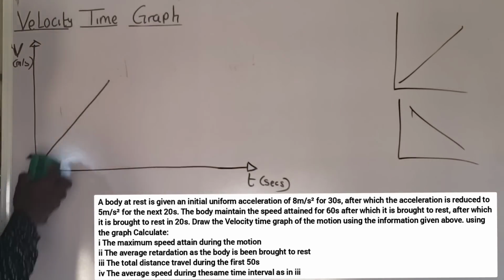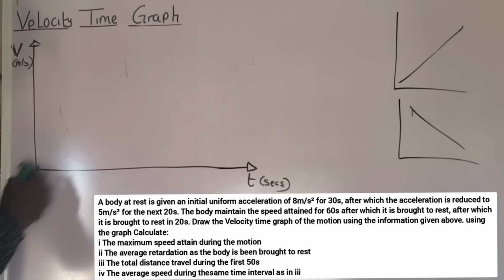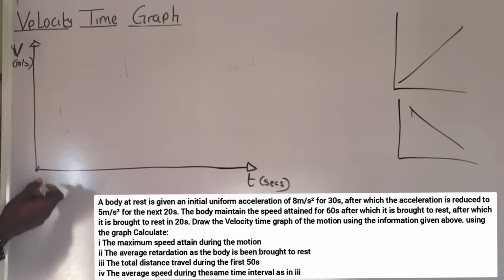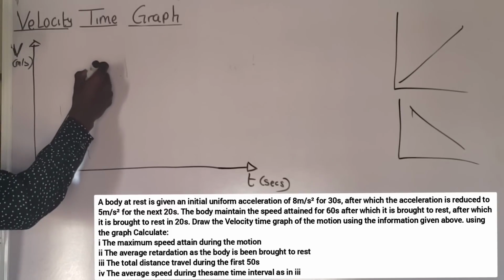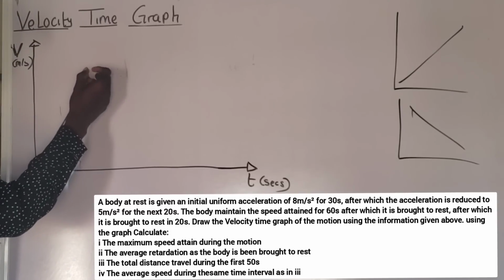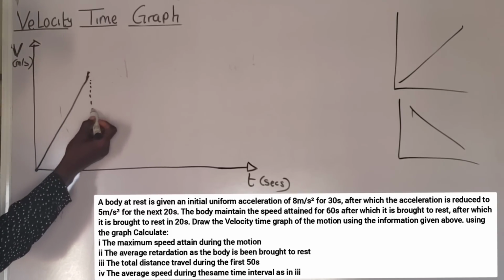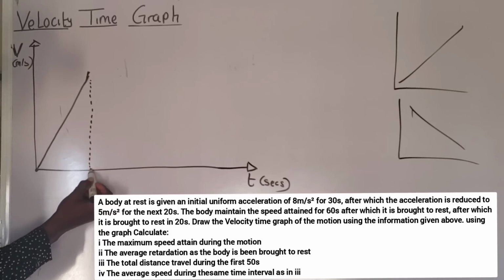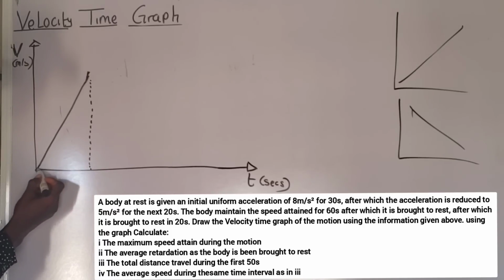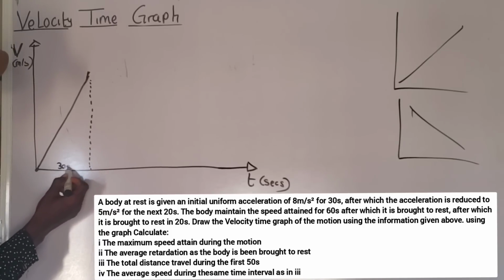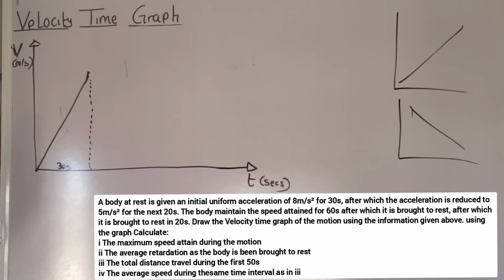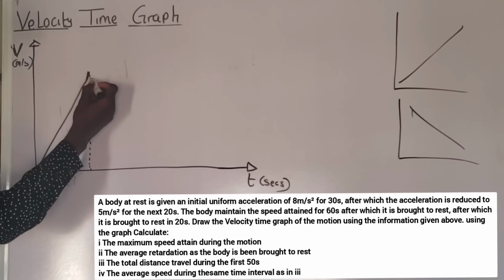Just pay attention, okay? The graph will look like this. Let's say this is the first 30 seconds. So let us trace this downward. So for the first 30 seconds, from this point to this point is what? 30 seconds. Do you understand? Now, this is the first 30 seconds.